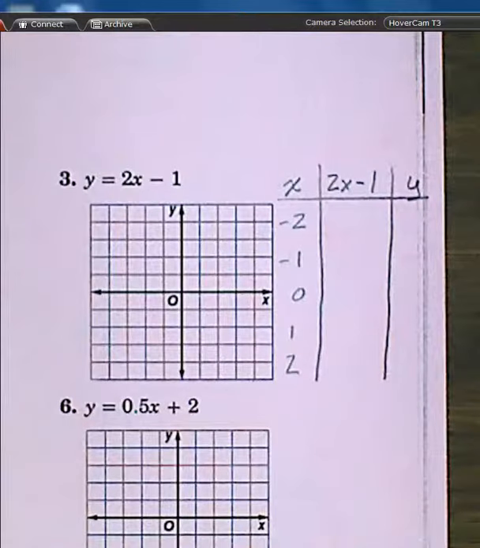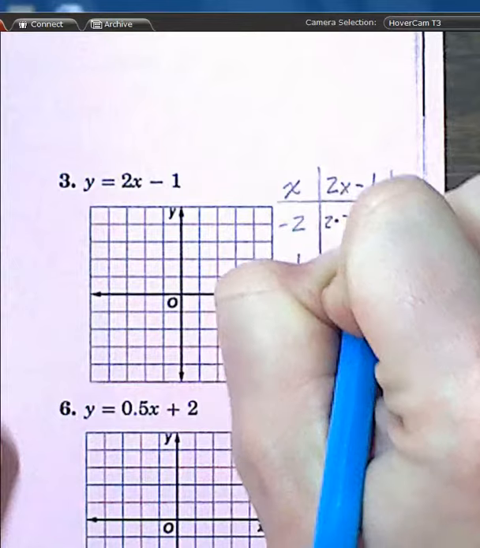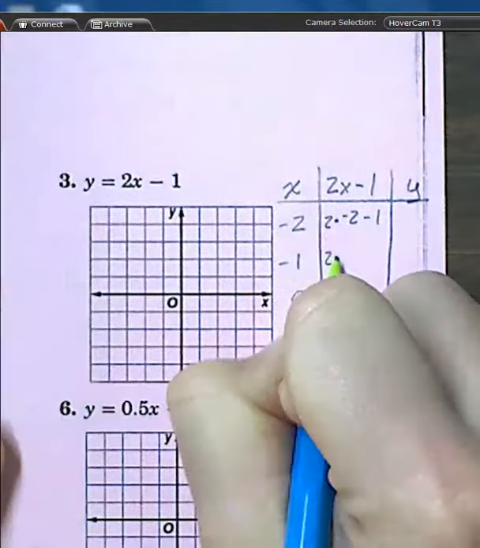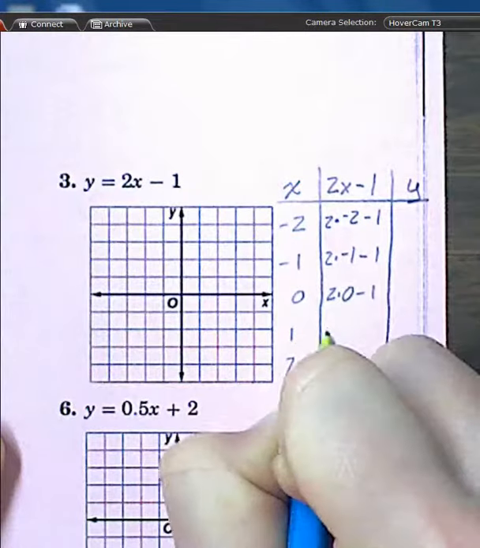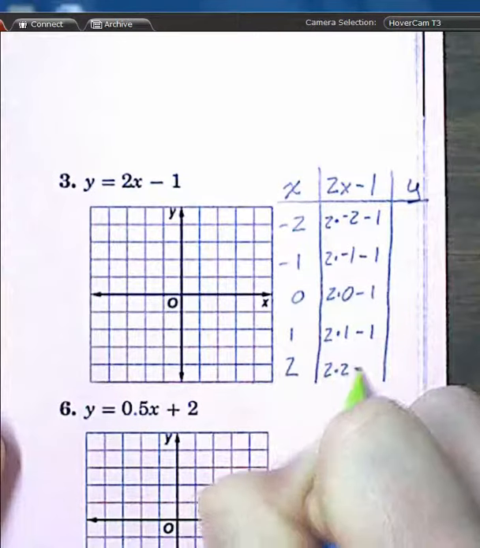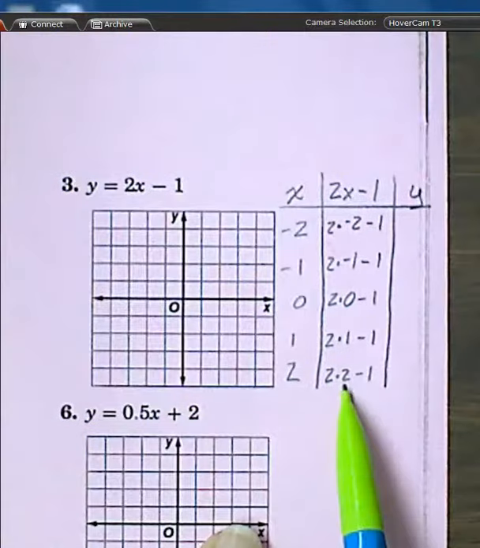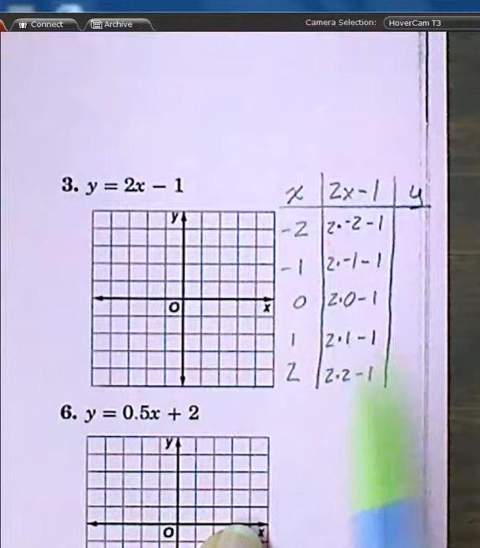What's my next step, once I pick easy x's to do? You have to fill in the middle. 2 times -2, take away 1. 2 times -1, take away 1. 2 times 0, take away 1. 2 times 1, take away 1. And 2 times 2, take away 1. The only thing that's switching in our rule is our x number. And it always matches whatever we picked for our x's. Always.